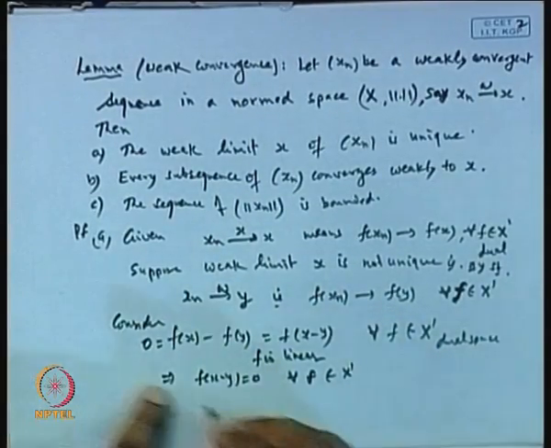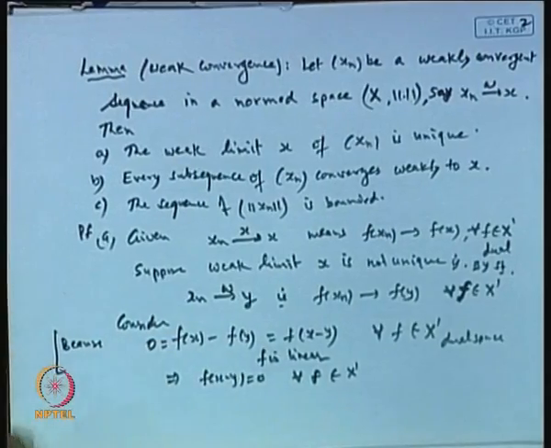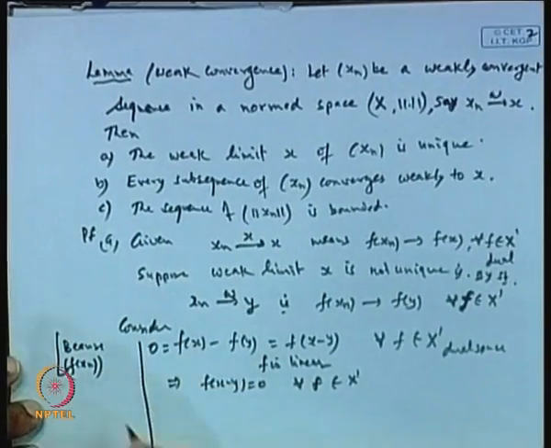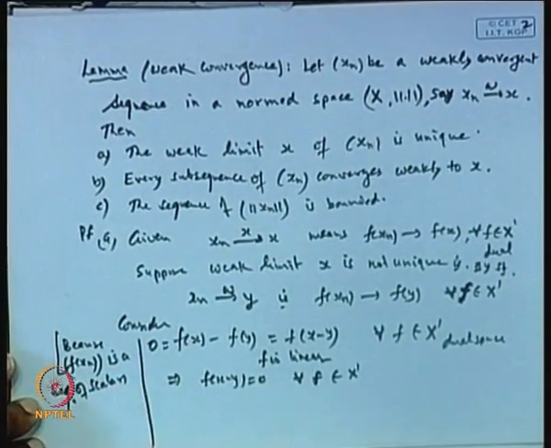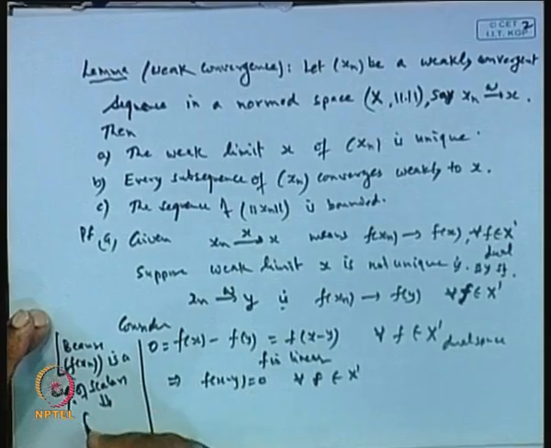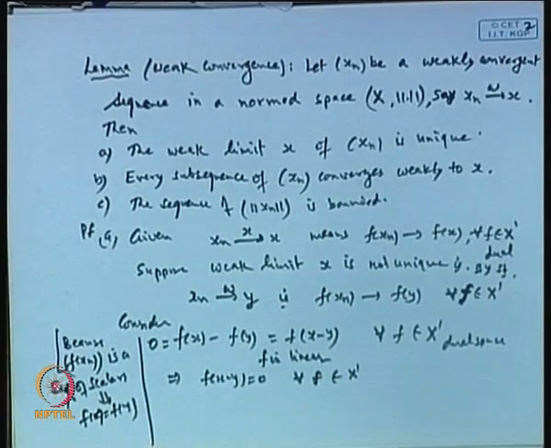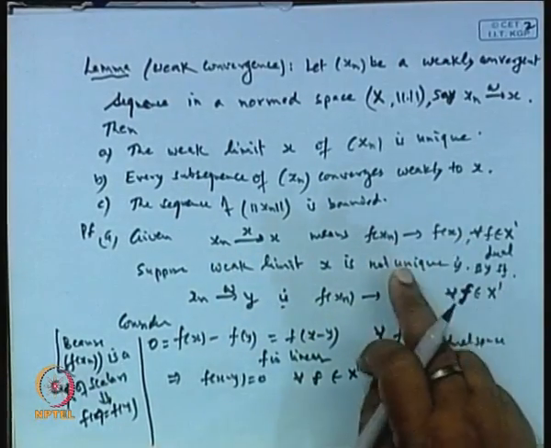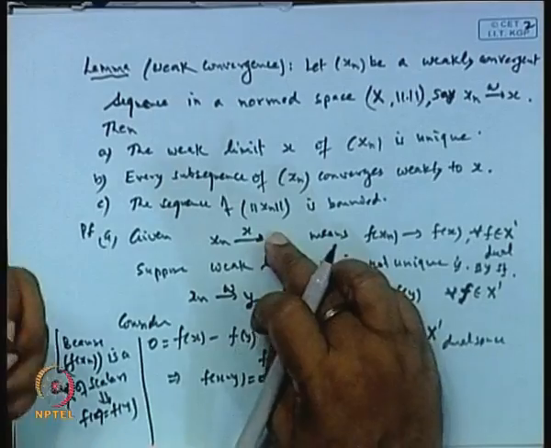The reason is that f of x n is a sequence of scalars, is it not? And a sequence of scalars cannot have two different limits. So, this implies the limiting point f of x must be equal to f of y, is it not? Because x n converges to x means f of x n goes to f of x. But what is f of x n? It is a sequence of scalars, and we are assuming that this limit is not unique.